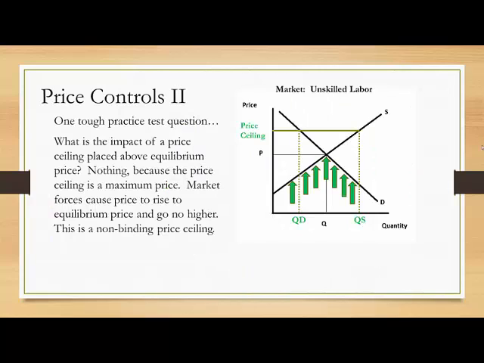Any ceiling placed above price equilibrium will have no impact on the market at all. The reason? Price ceilings are maximums. The market price will rise to the equilibrium price and go no further. A price floor placed below equilibrium price also has no impact. These are called non-binding price controls.